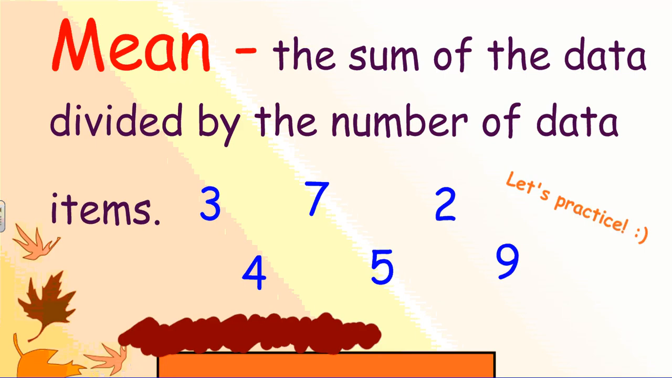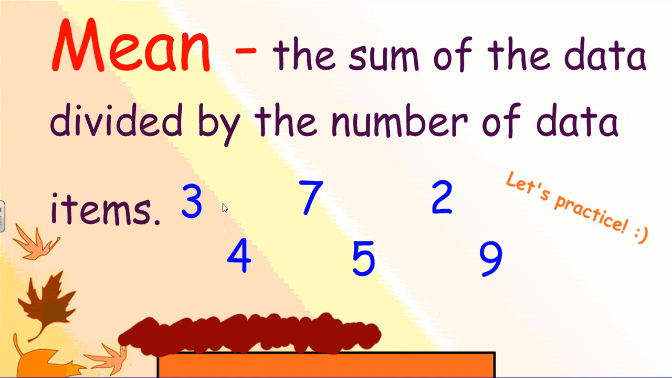First of all, it's important to know what mean is. Take out your notebook and let's record this definition of the word mean. It's another word for average, but it's the sum of the data divided by the number of data items. So, if we were looking at this set right here, we would add the numbers together and then divide by 1, 2, 3, 4, 5, 6, because that's how many data items we have.